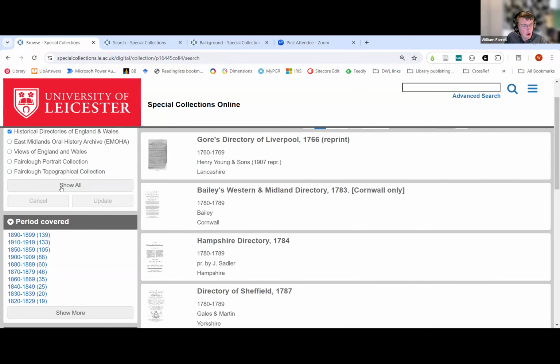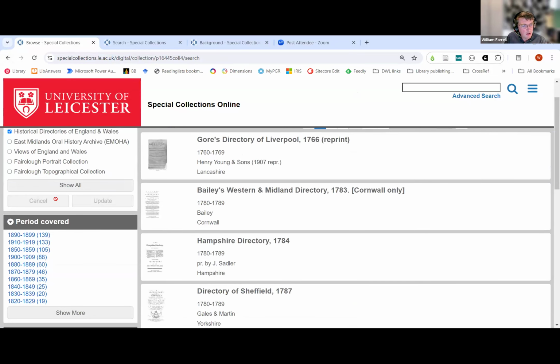If you browse all of them, on the left-hand side, there are some filters, and the two main ones are by period, which are decades, or by place. And if you do want all the London ones, for example, if you click on London, there are 91.